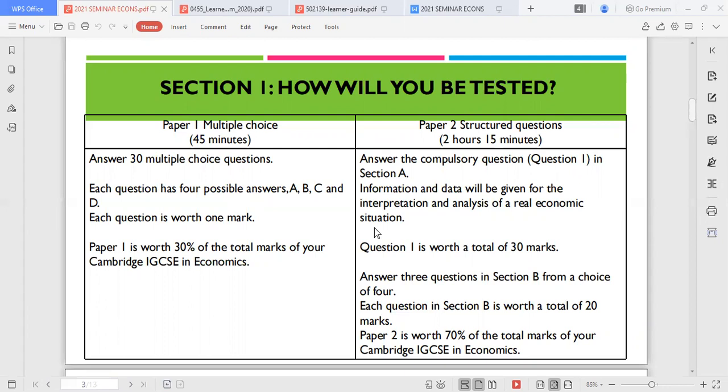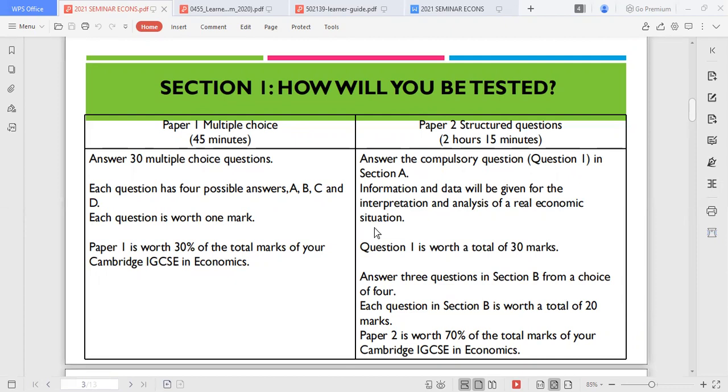Section B is your essay. You need to answer 3 questions in section B from a choice of 4. Each question in section B is worth a total of 20 marks. At the end of the day, your paper 2 is worth 70% of your total 90 marks. You get it? All right.